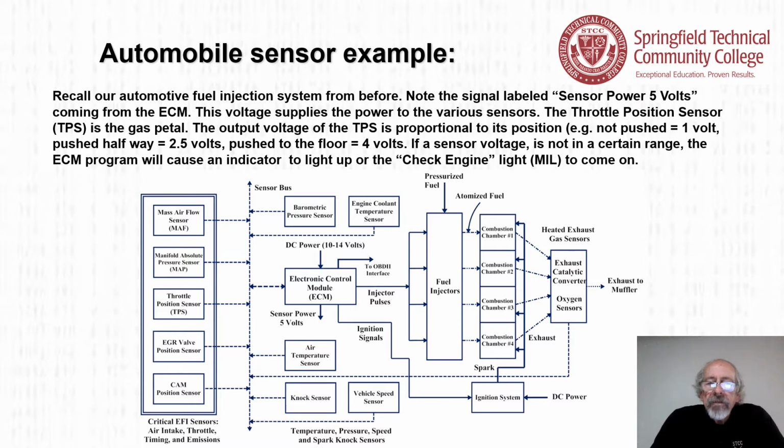The throttle position sensor, TPS, is the gas pedal. The output voltage of the TPS is proportional to its position. For example, not pushed might give you 1 volt, pushed halfway 2.5 volts, pushed to the floor 4 volts. You might question why it doesn't go from 0 to say 5 volts. Again, we want to tell the ECM that there's something there, that it's working. If we don't get something within a range of 1 to 4 volts, the ECM will cause an indicator to light up, or the check engine light, or what's called the MIL light to come on.